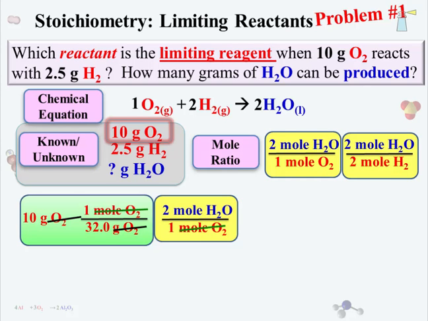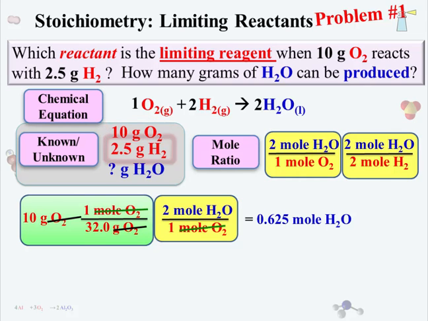Now, we can convert moles of water into grams of water with the molecular weight of water. But if our objective is to compare amounts of product produced for each reactant, then stopping at the moles of the desired substance is just fine. In other words, the 0.625 moles of water produced by the 10 grams of oxygen will serve our goal.